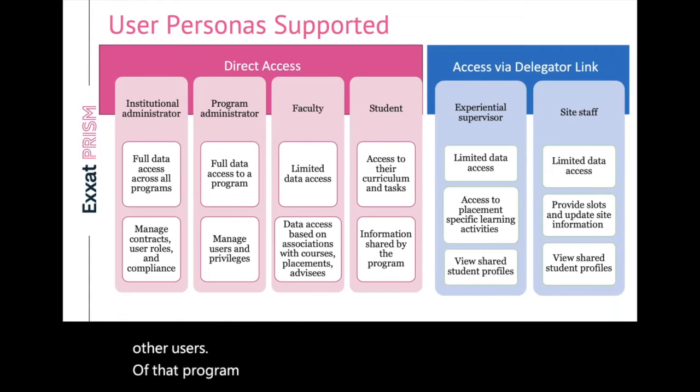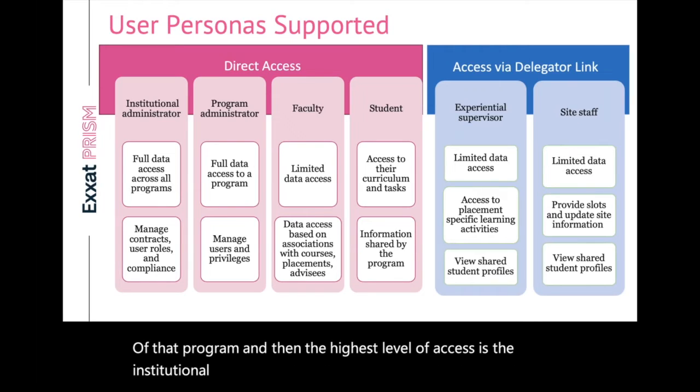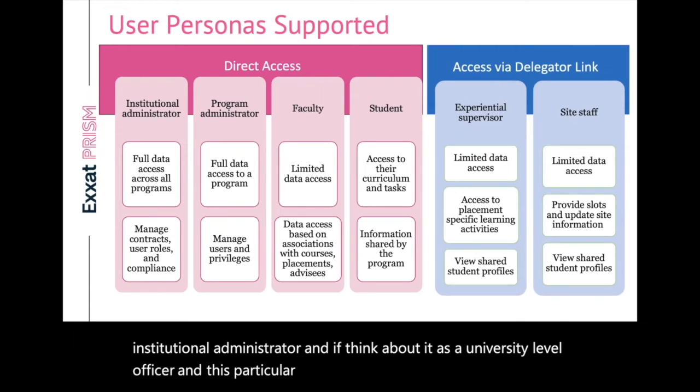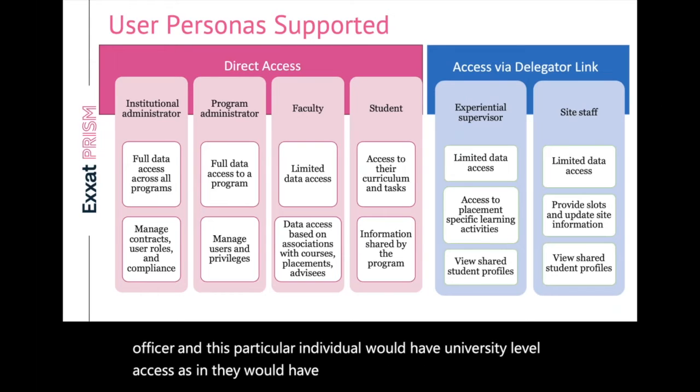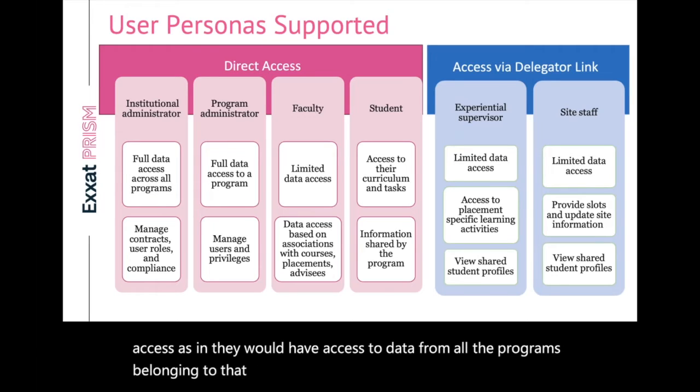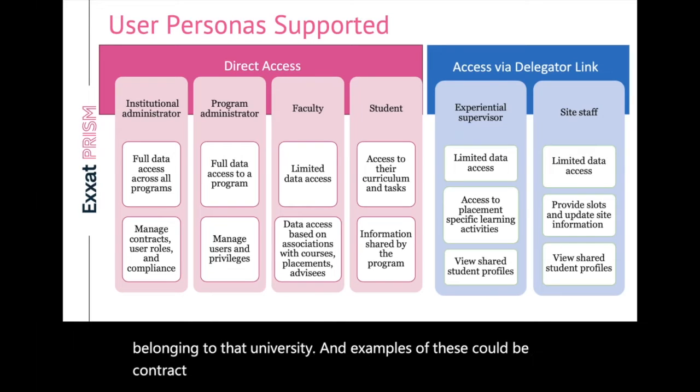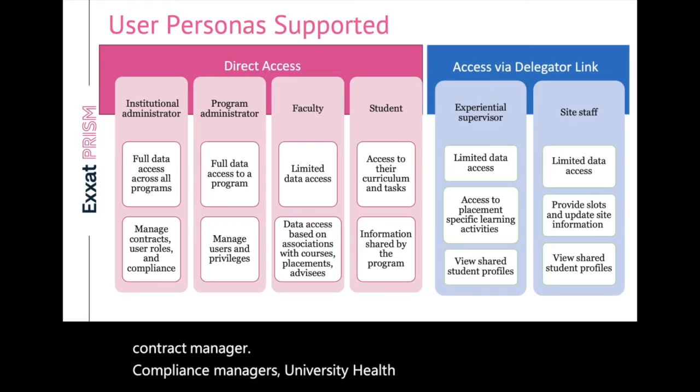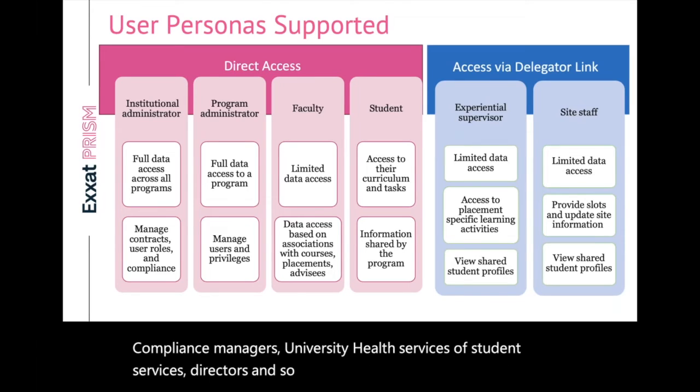And then the highest level of access is the institutional administrator. Think about it as a university level officer. This particular individual would have university level access, as in they would have access to data from all the programs belonging to that university. Examples of these could be contract managers, compliance managers, university health services or student services directors, and so forth.